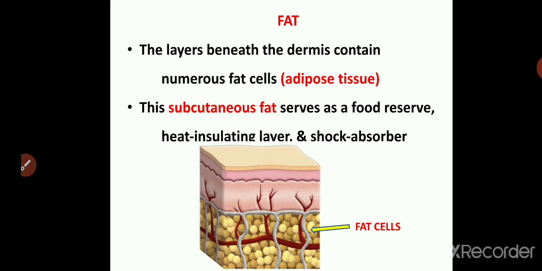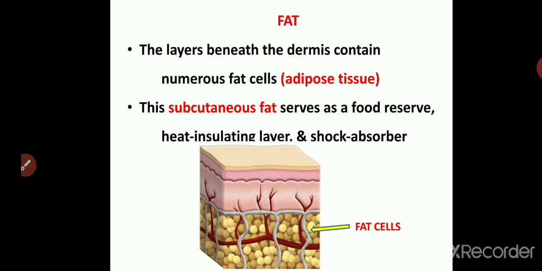They provide reserve food material, first work. Second, it works as a heat insulator, does not allow the body heat to be lost to the surroundings. Then it works as a shock absorber. That is, whenever you fall, each time the pressure doesn't go on to the skeleton or to your soft tissues inside. The pressure is reflected back by the fat layer. So it works as a shock absorber.